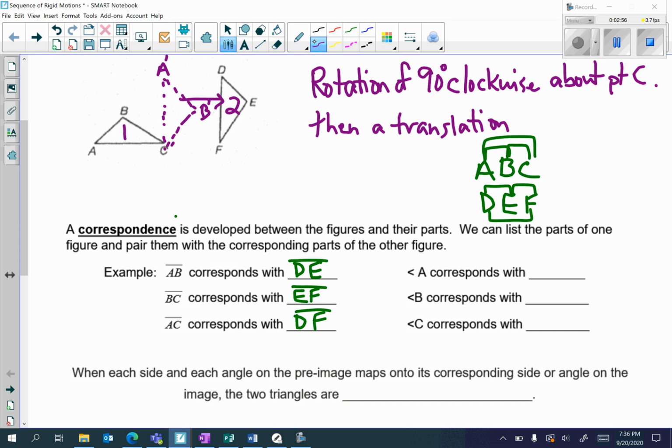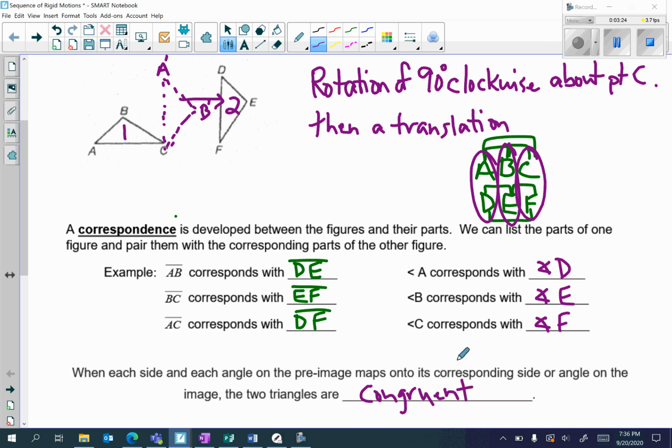Next, let's look at the angles. Angle A lines up with angle D. Angle B corresponds to angle E. And angle C corresponds to angle F. When each side and each angle on the pre-image maps onto the corresponding side or angle of the image, the two triangles are said to be congruent.